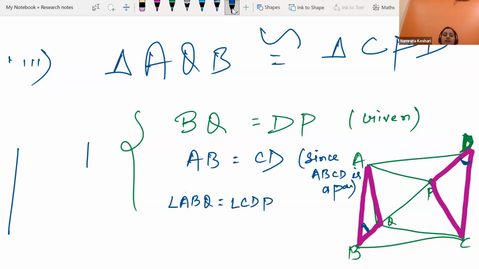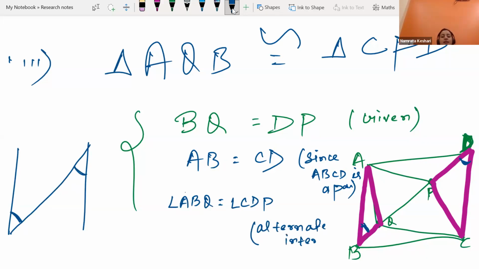Because AB and CD are parallel with each other, and there is a transversal like this. So of course this angle and this angle will be equal with each other. Alternate interior angles. I'm just writing alternate interior angle.